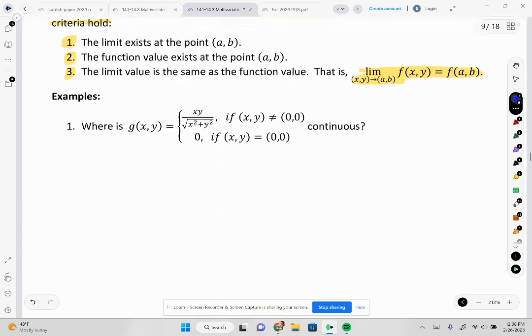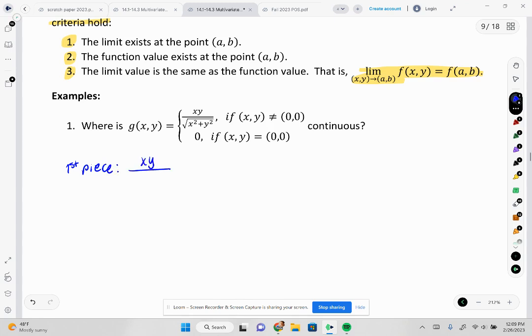So we're going to look at a particular function, g of xy, and g of xy is a piecewise function with two pieces, and it's equal to xy over the square root of x squared plus y squared if the coordinate pair xy is not equal to 0, 0. Since if it was equal to 0, 0 in the denominator, things would be undefined. And then the second piece, g of xy, is going to be made equal to 0 if our ordered pair is equal to 0, 0. So I'm going to examine the first piece.